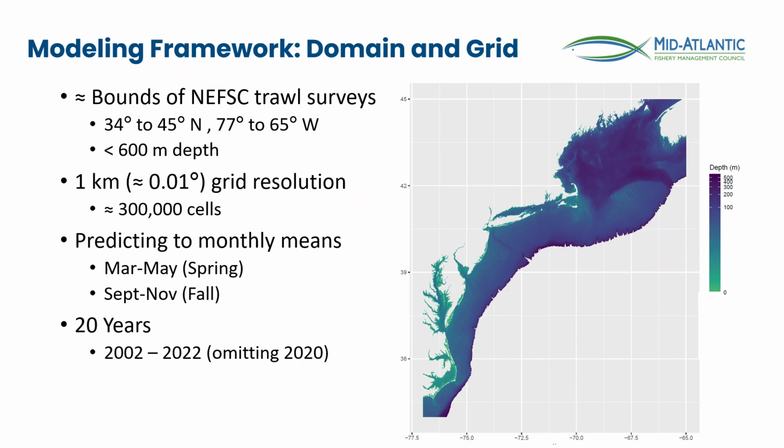The continuously gridded model domain that's used to produce predictions corresponds roughly with the bounds of the bottom trawl surveys and has a 1 kilometer spatial resolution with about 270,000 grid cells. Predictions are made using monthly mean conditions for 3 months each spring and fall for 20 years.